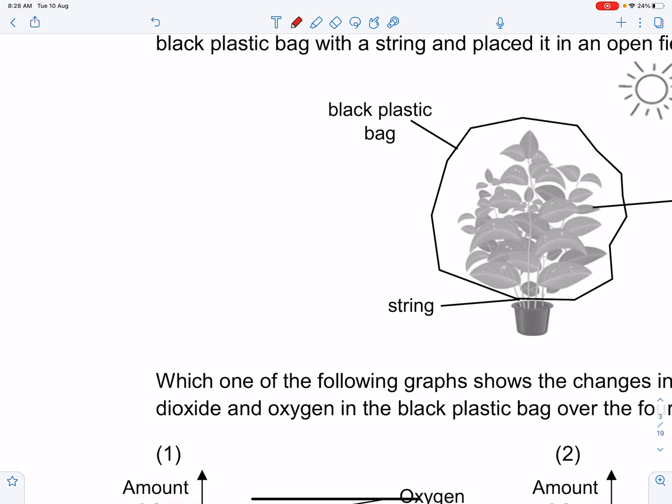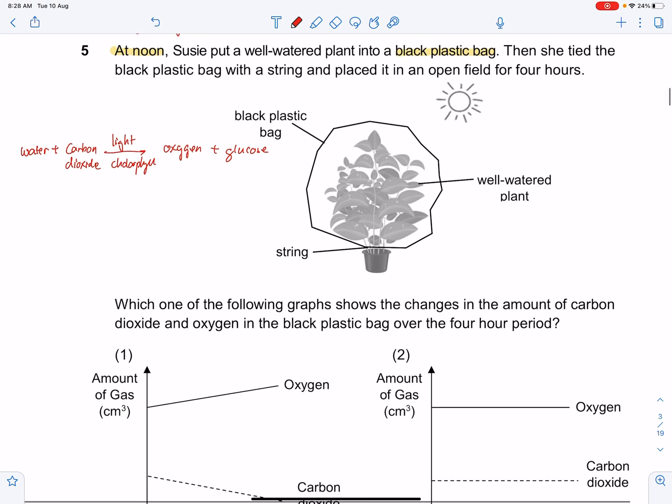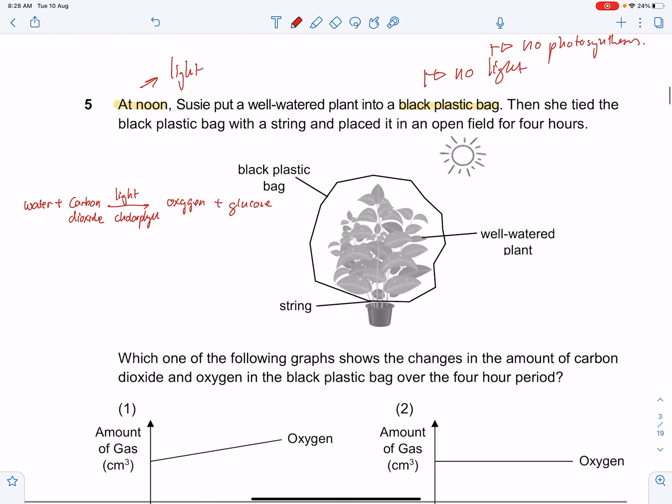So we know that in photosynthesis, you need water, you need carbon dioxide, in the presence of light energy together with your chlorophyll, which helps to trap it. And then what you would get in return would be your oxygen and glucose, also known as your sugar. So in this case, we know that if photosynthesis occurs, I should get oxygen. But is this the case? No, right? Because photosynthesis did not occur, we will not get a high amount of oxygen.